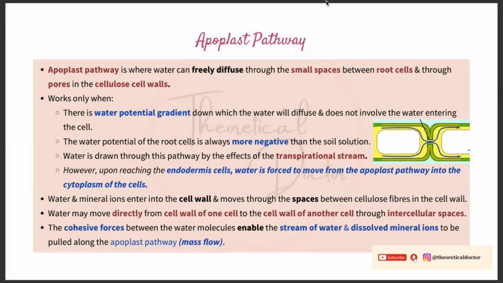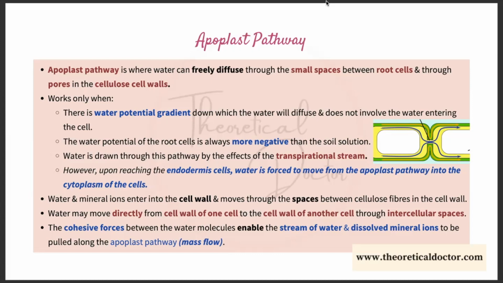Apoplast pathway is where water can freely diffuse through the small spaces between the root cells and through pores in the cellulose cell walls. Now, it only works when the water potential gradient down which the water will diffuse does not involve water entering the cell. The water potential of the root cells is always more negative than the soil solution, and water is drawn in through this pathway by the effects of the transpirational stream.